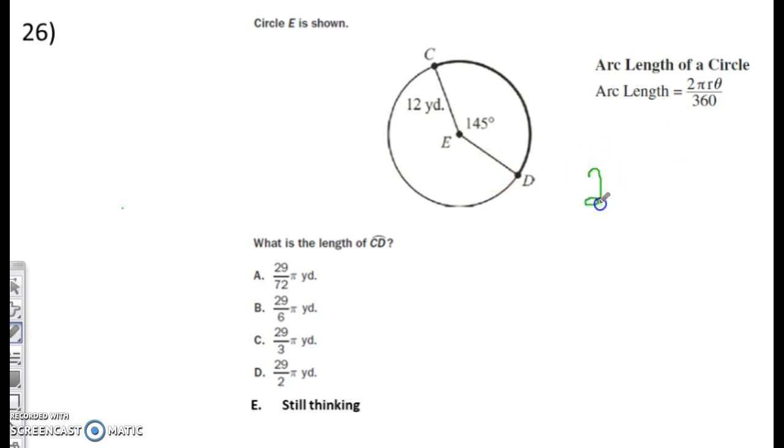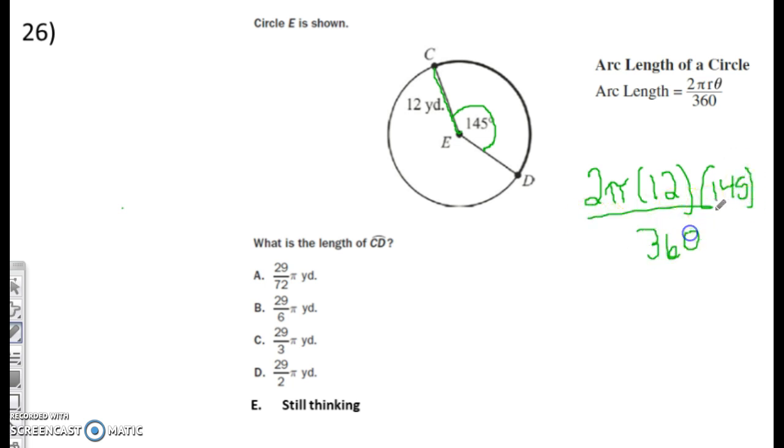So it's going to be 2 times pi times the radius, which is 12. Theta is your angle measure in degrees, all over 360. And if you notice, each of your answer choices are written with pi. So I'm not going to type pi in my calculator. I'm not going to put in 3.14. I'm going to do 2 times 12 times 145, and I'm going to divide that by 360. So I get this big old number on top.